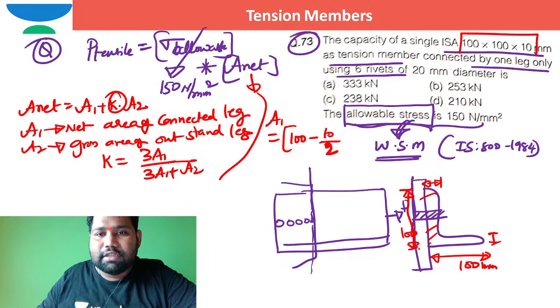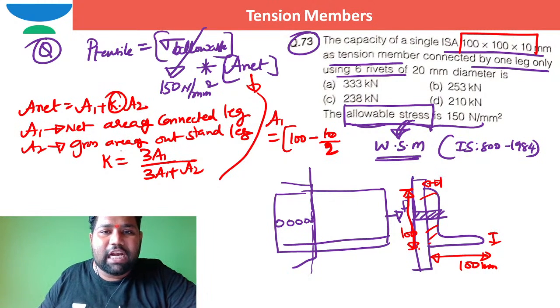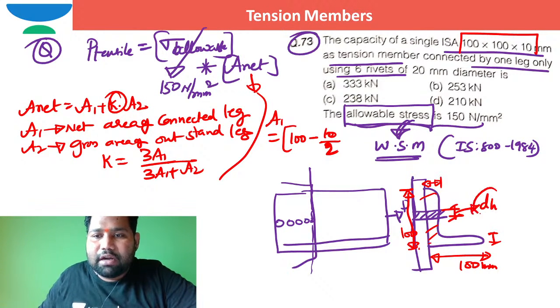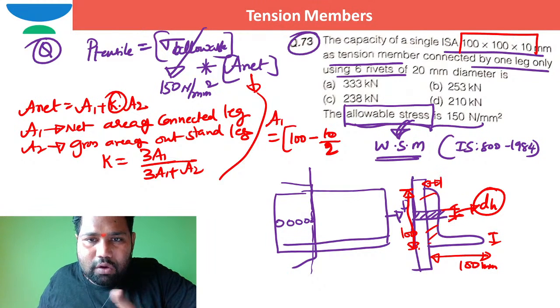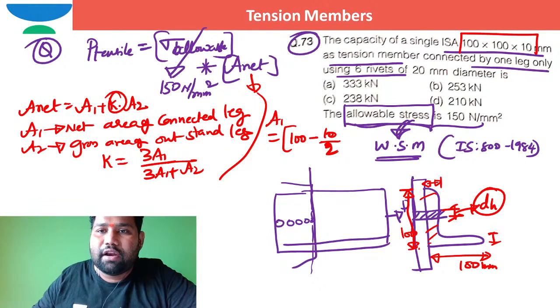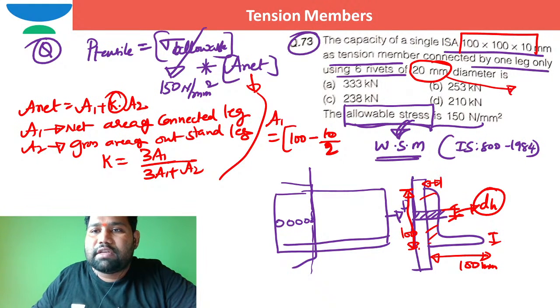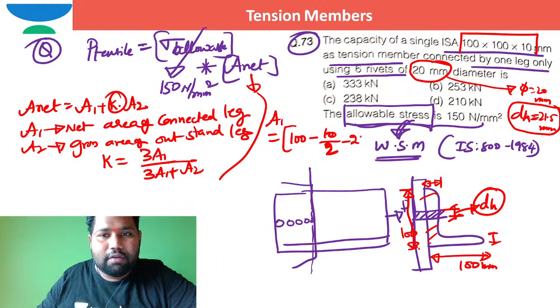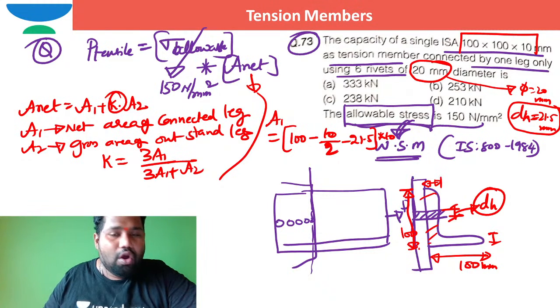This is the gross width, I can say. But I need to consider net width. So how can I get the net width out of this gross width? I deduct the diameter of the hole. How many holes are there? One hole. So what is the diameter of the hole for 20 millimeter diameter rivets? For 20 millimeter diameter rivets, phi is 20 millimeter. Diameter of the hole is 20 plus 1.5, which is 21.5, as you already know. So minus 21.5, into 10. This is A1. This is how we can work it out.